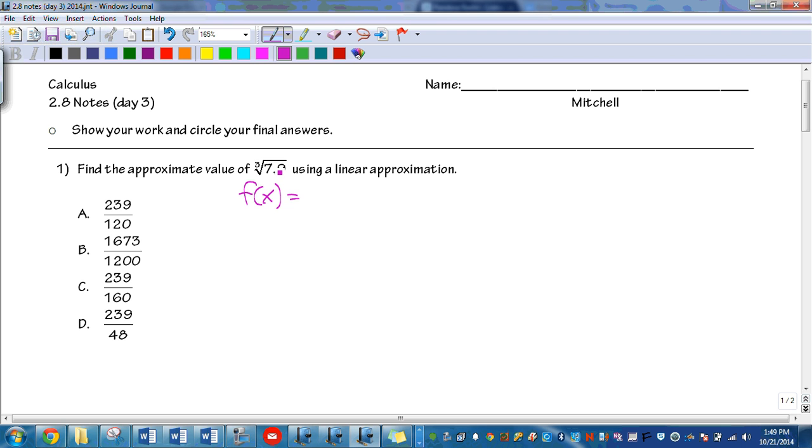We can replace that 7.9 with an x and we get our function. Our function we're dealing with is cube root of x. We're trying to approximate f of 7.9. Now we're trying to find out what that's approximately equal to using a linear approximation. So in order to do that, we need to have a nice x value that's close to 7.9 that we can actually find the cube root of.